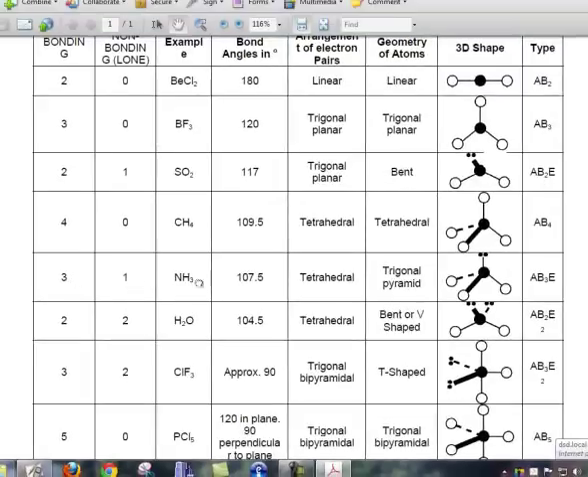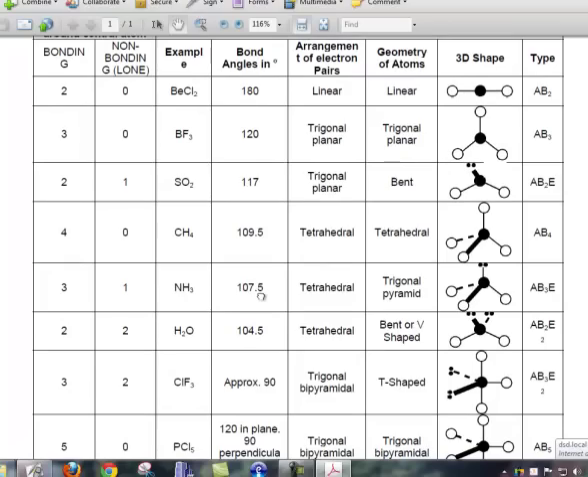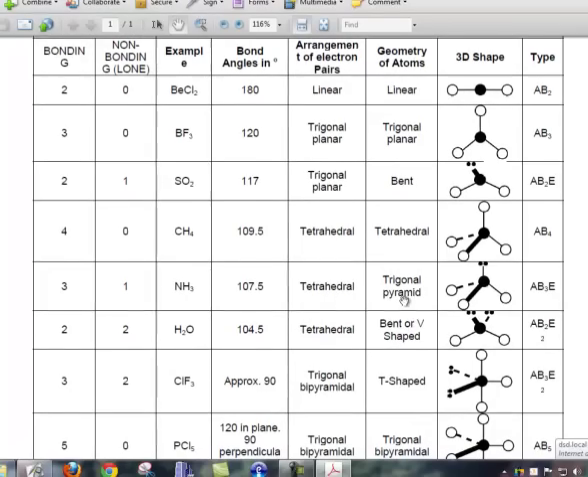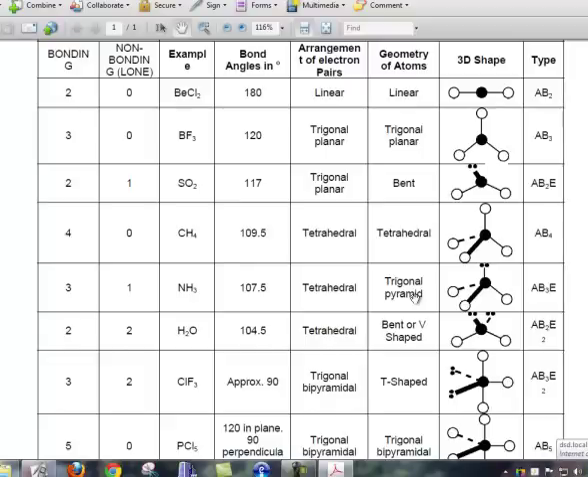An example would be NH3. You can see the bond angle. It's a tetrahedral arrangement again. This time the geometry is called a trigonal pyramid. And then, again, an attempt at a three-dimensional shape. And then, again, a general form, AB3 with this extra electron pair. So an extra electron pair.